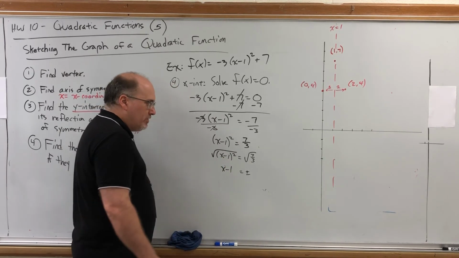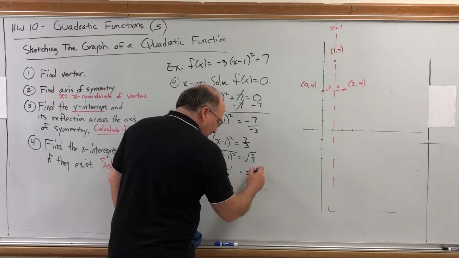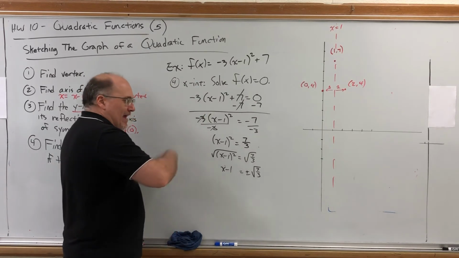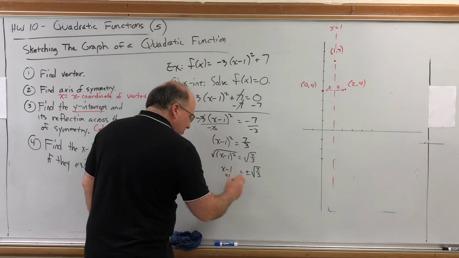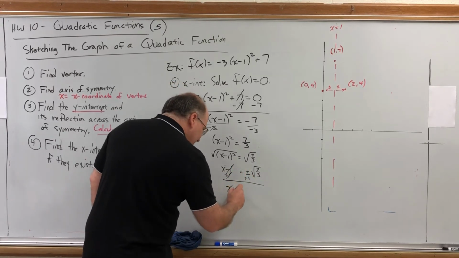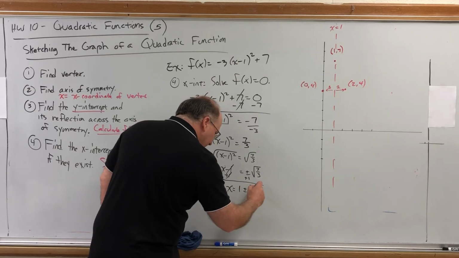Now, what do we do with the square root of 7/3? For now, nothing. We'll just leave it parked under the square root with the plus minus in front of it. And then if I add the 1 to both sides to cancel the minus 1 on the left, we get x equals 1 plus or minus the square root of 7/3.